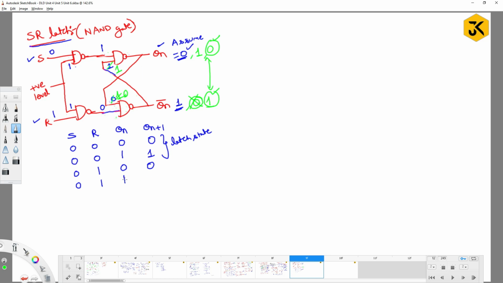So which means that here what you are getting, Qn+1 is 0 only. So I can say that this is reset state. Reset state. Okay. Now try to take out for another case. Guys, if you have any doubts, you can ask me.